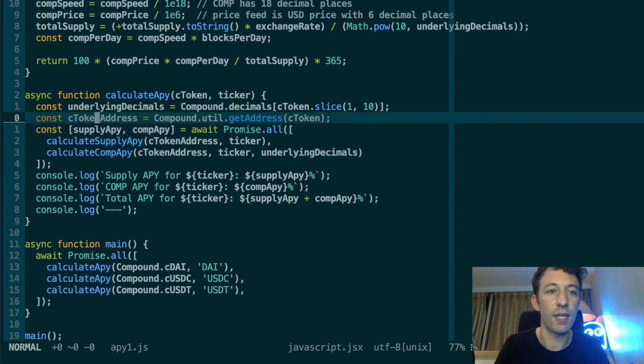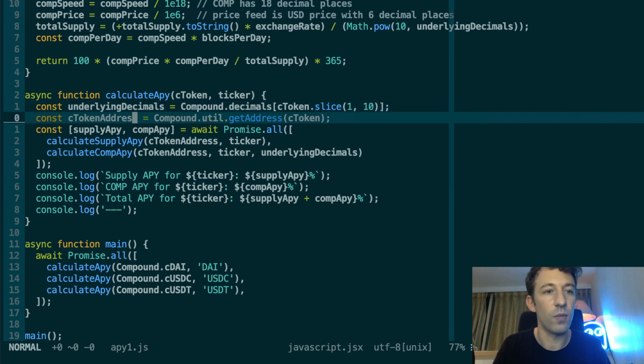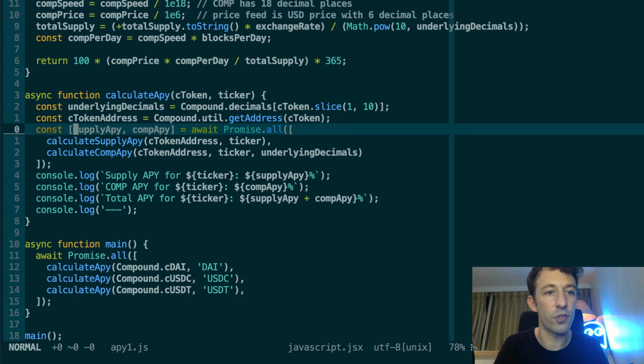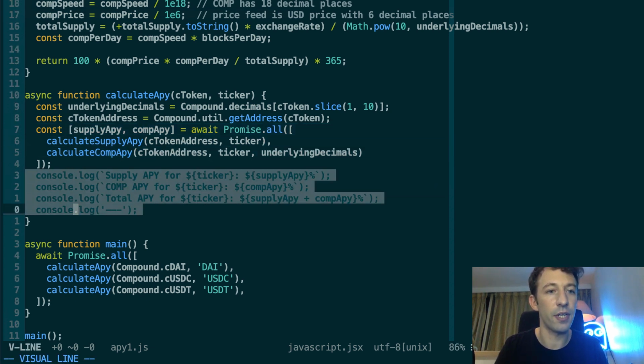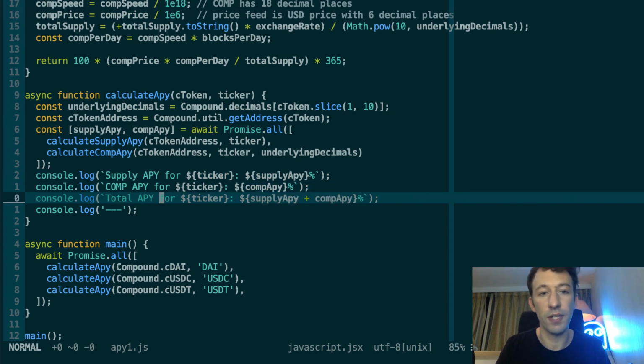So first we get the number of decimals of the underlying for each market. So DAI, USDC, etc. Most of the time they have 18 decimals, but some of them have 6 decimals, like USDT, for example. Then we get the address of the C token that we want to calculate the APY for. Then we get the supply APY, comp APY, and then we display the result here. So individual result and then combined result, where we basically add the supply APY and comp APY.